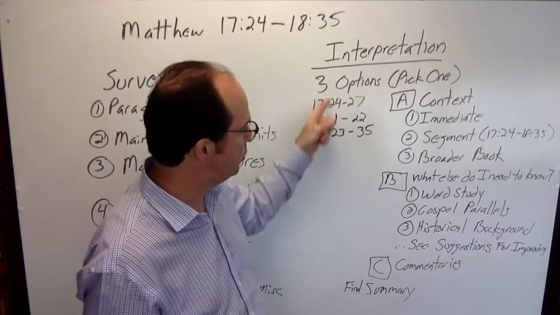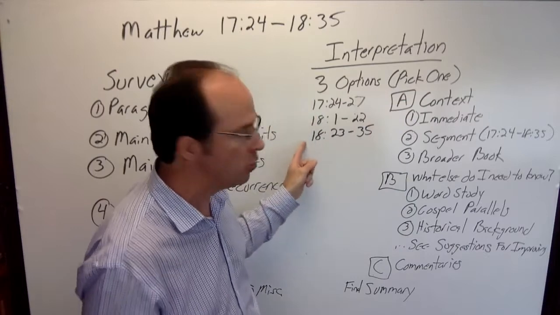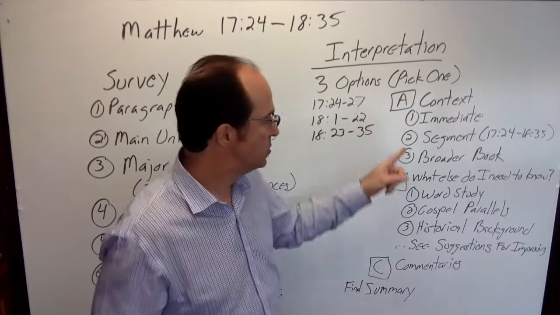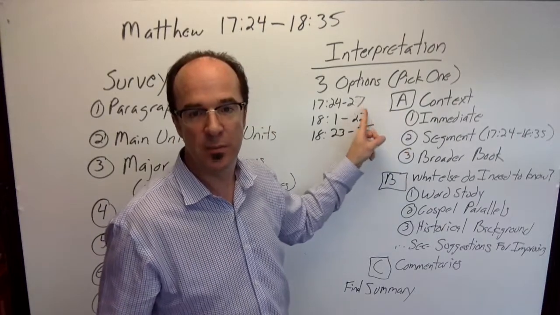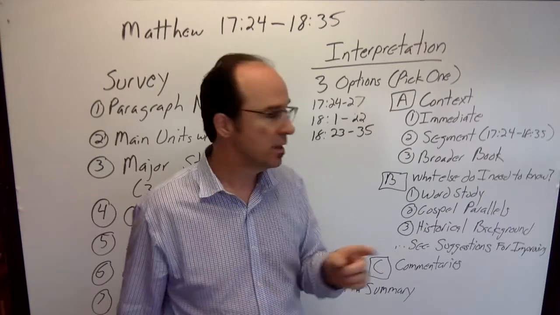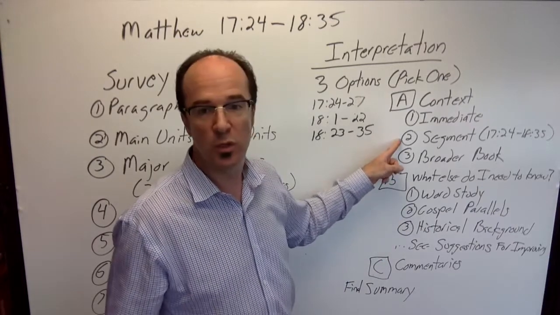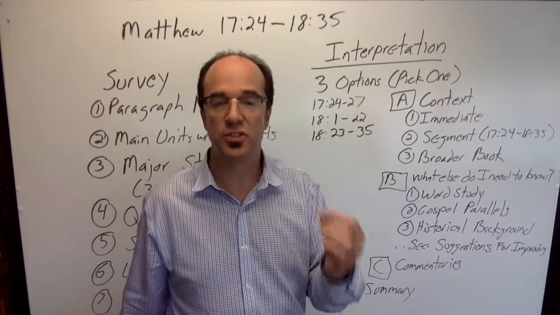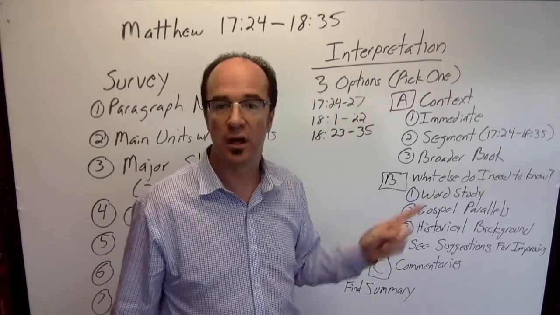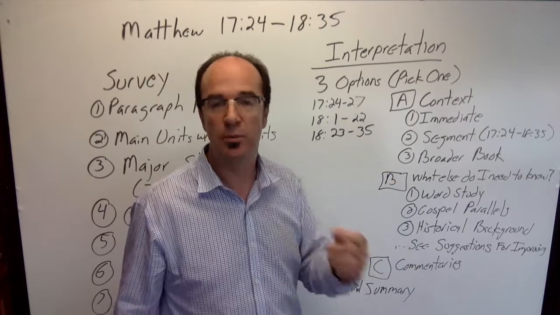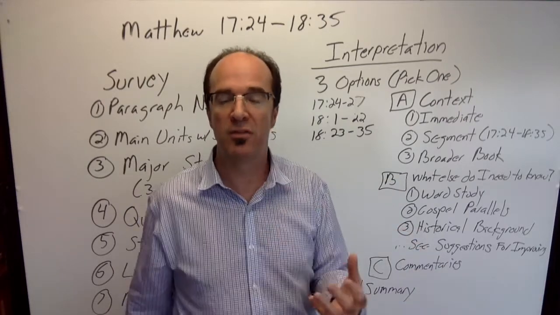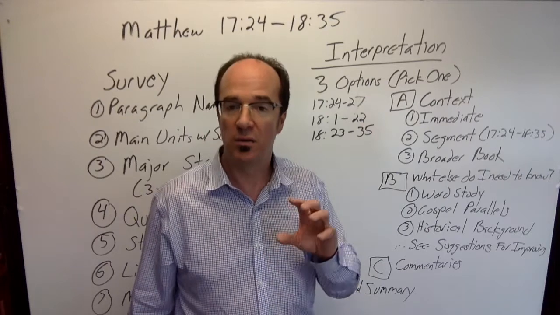Now, you don't have to do the detailed observation for the whole thing, just for the parts that you're working on. So your immediate context is going to be whichever one of these three pieces you decide to work on. The segment then, and this is where you're going to want to think, how does the rest of the segment give me insights into the particular part that I'm working on, and then the broader book as you're able to connect what we see here with other parts of Matthew and look for evidence in the rest of Matthew that can help you.